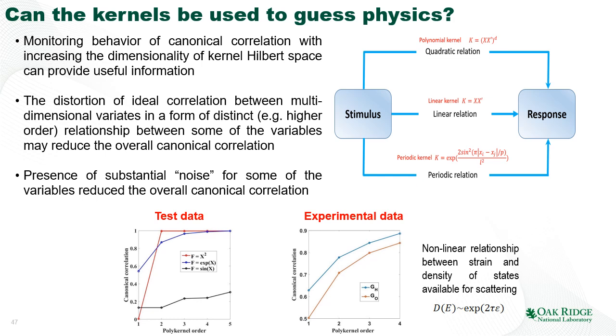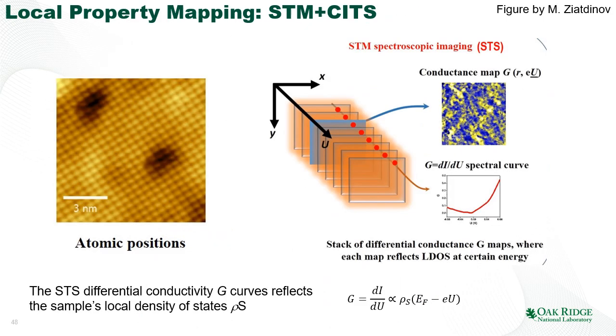It looks like using higher order polynomials improves our canonical correlation, in fact brings us up to one. So we argue that this indicates that there is a nonlinear relationship between the strain and density of states, and basically we get an approximation of this relationship out of the data. That said, the use of kernel CCA really requires a very good idea of what the physics is. So, what about other examples? What else can we do?